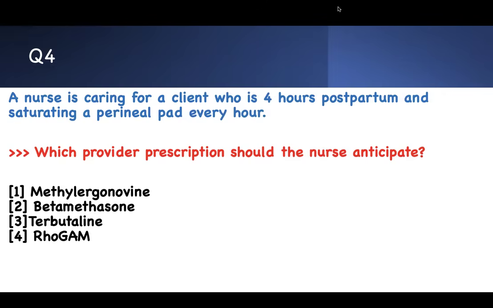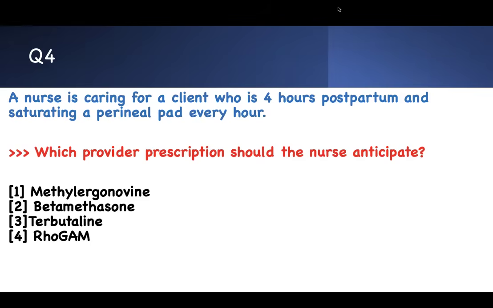Methylergonovine causes vasoconstriction. Therefore, what do you think? Methylergonovine, right? Steroid does not help with bleeding at all. I can tell you, Terbutaline is a beta agonist. It relaxes things. It makes the uterus relax. If you relax it, you're going to bleed more. RhoGAM is used for isoimmunization due to Rh negativity. Therefore, which one would you pick?